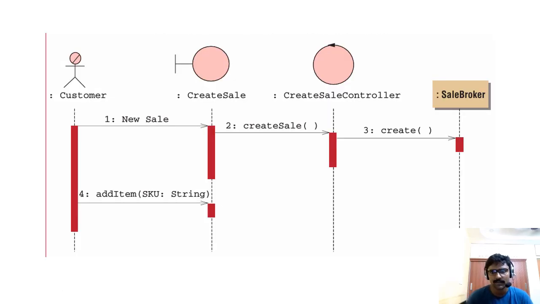See, this is the basic structure we are going to be talking about. Whenever this is the customer who is going to be interacting with the interface. Now, what happens in this UML structure is, first the customer interacts, and this creates a new sale, right?